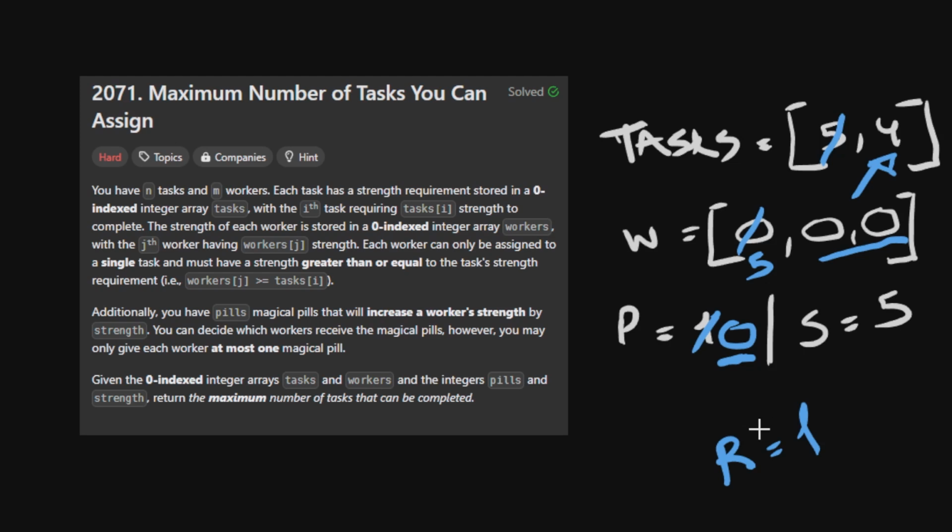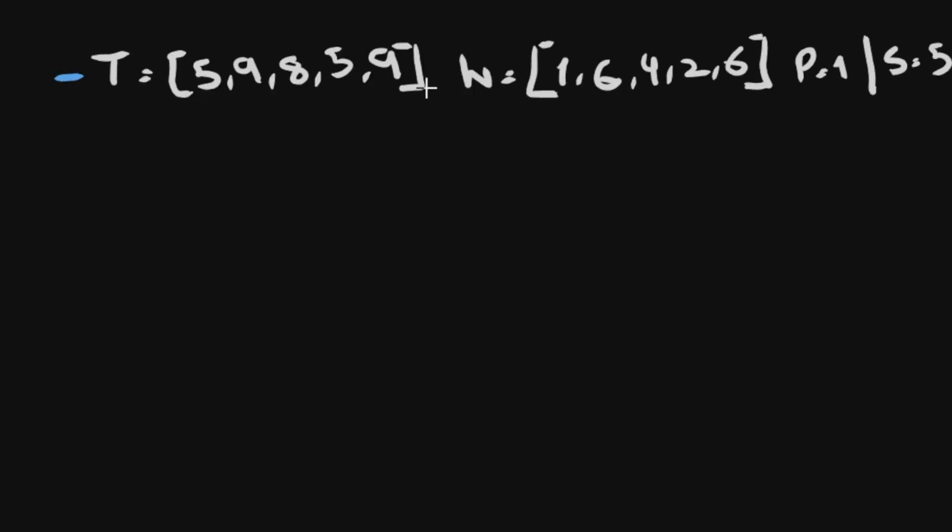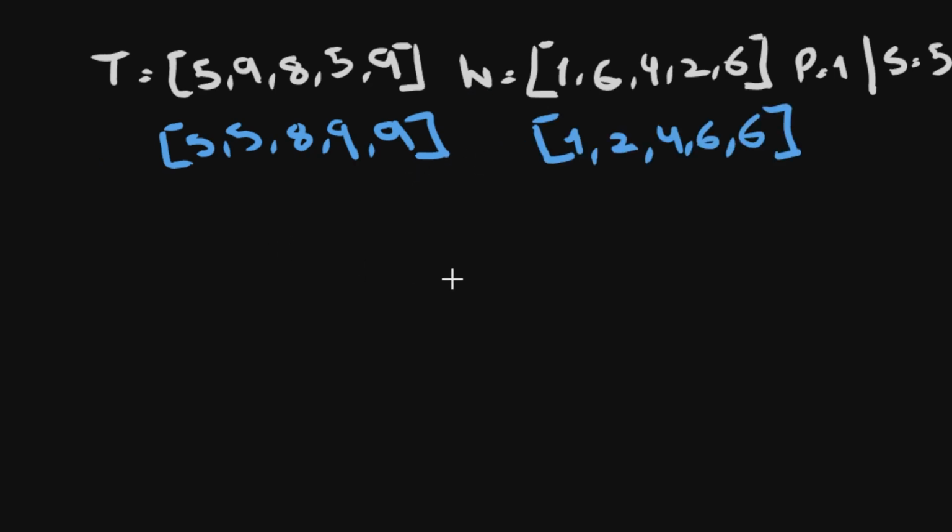Now let's see how we can solve this with another example. Let's say these are the tasks, these are the workers, we have one pill and strength of 5. The first step will be to sort. So this array is now this, and this array is now this. Next we will do a binary search on this array of tasks. Let's suppose left pointer is here, right is here, and mid pointer is here.